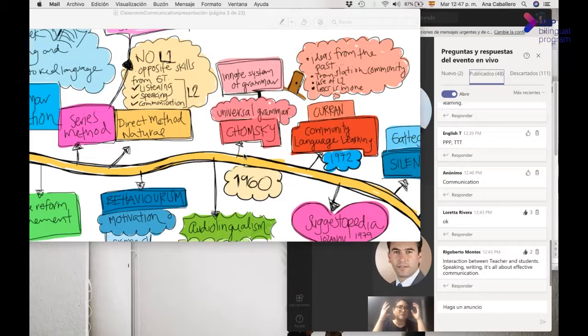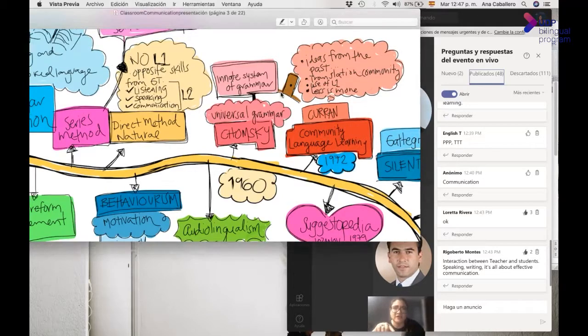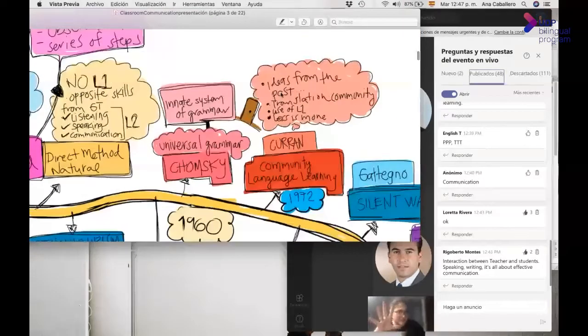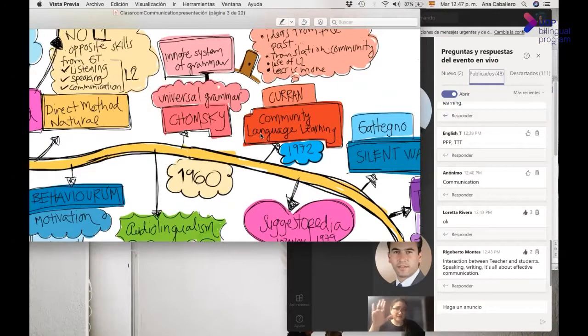We are taking some ideas back from the past, as you see here on the slide. There was like a translation community. There was little use of L1, and as always, and I still believe this, less is more. The less we explain, the more learners will learn.